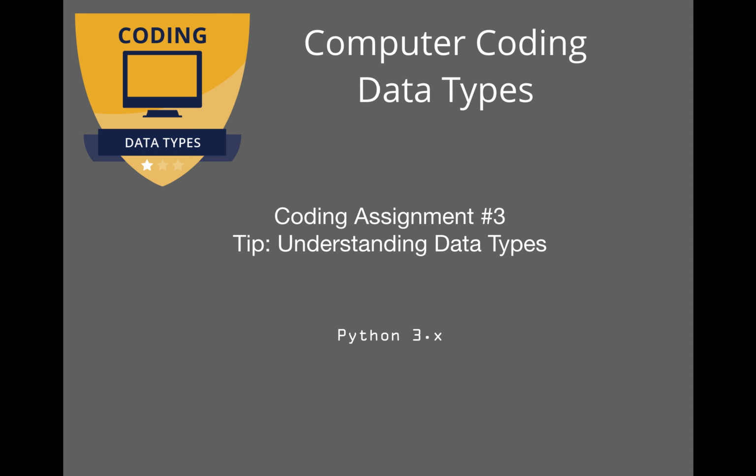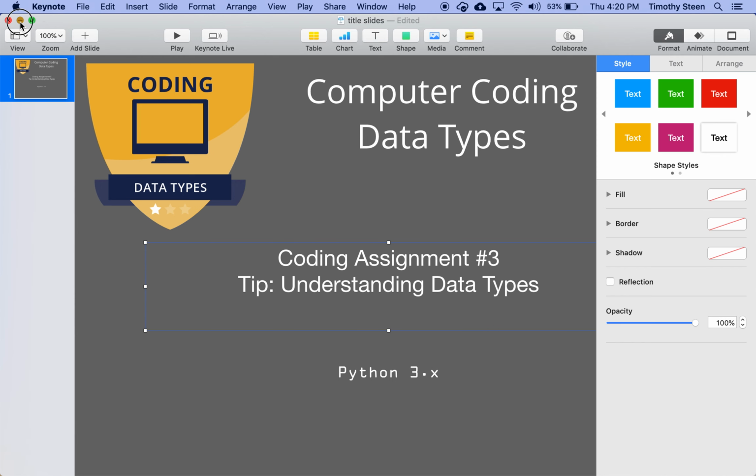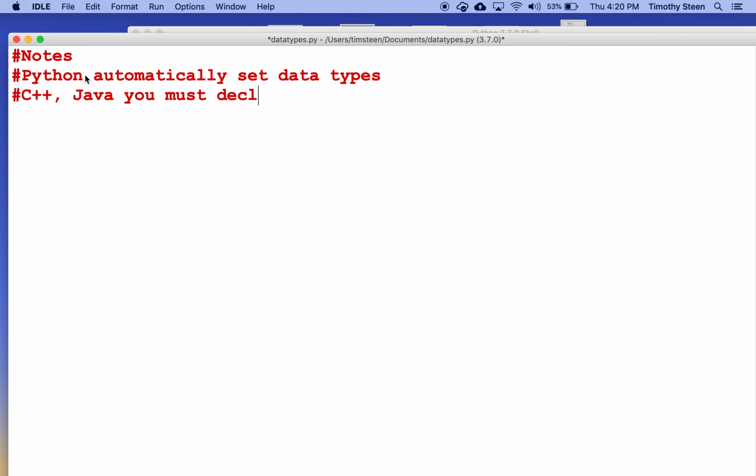In order to understand what's going on, we need to understand a little bit about what Python does and how it treats data types. And of course, you need to start understanding what I mean by data types. So the first thing you need to know is that Python can automatically set data types. The reason I bring that up is because other languages, C++ or Java, you must declare or tell the computer data types. It doesn't automatically do that.